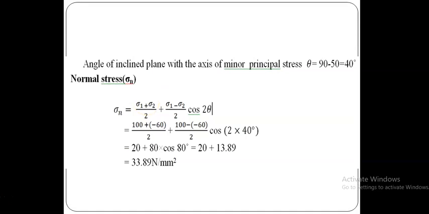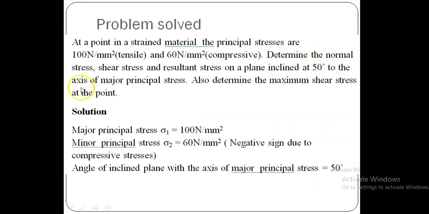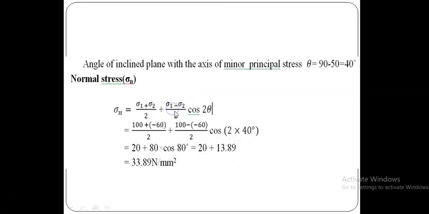Yes, in this problem they have given: determine the normal stress, shear stress and resultant stress on a plane inclined 50 degree to the axis of major principal stress. Okay, but our formula has been derived for the angle with respect to the x plane. So for that we find the angle of the inclined plane with the axis of minor principal stress, that is with respect to the x-axis, which is 90 minus 50 equal to 40 degree. Therefore sigma n is equal to sigma 1 plus sigma 2 by 2 plus sigma 1 minus sigma 2 by 2 into cos 2 theta.